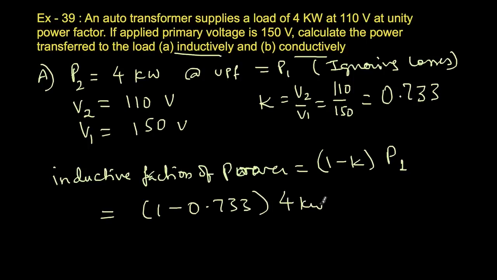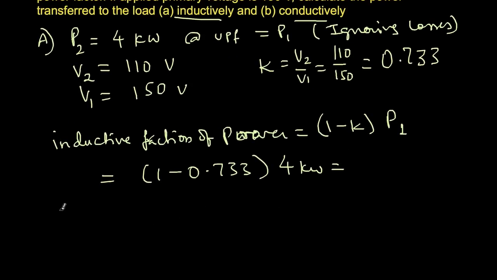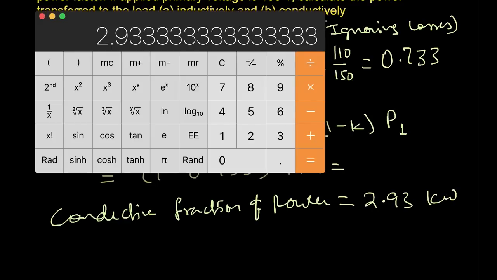4 kilowatt. So let me just multiply by 4 this one. This is 2.933. This is actually the conductive fraction of power, which is 2.93 kilowatts, and therefore the remaining part will be the inductive component.